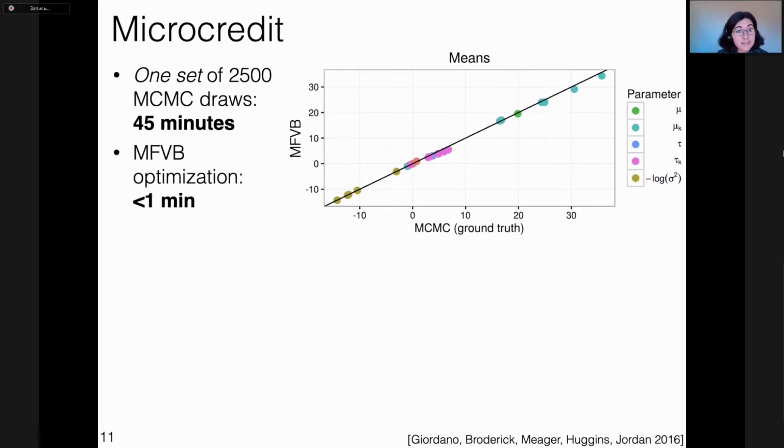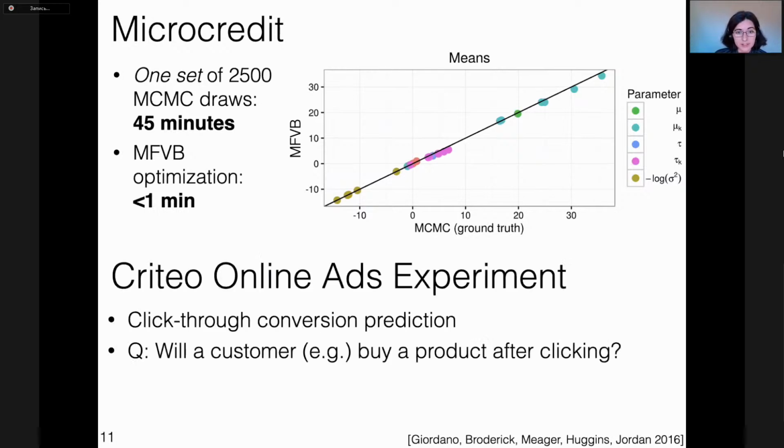And this looks good. So here we're seeing the posterior means returned by mean field variational Bayes. We get one vertical coordinate for each parameter. And we plot the horizontal coordinate as the mean returned by MCMC, and these agree. These agree really well. And so this is looking pretty good. It's looking like we're getting some good results here.